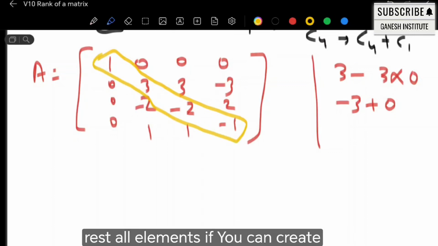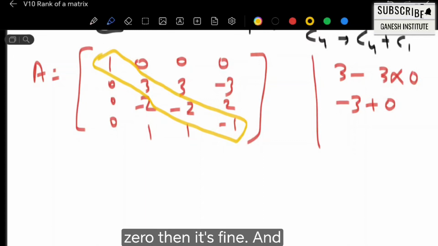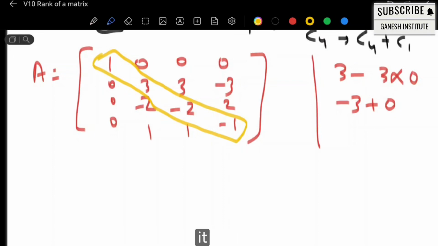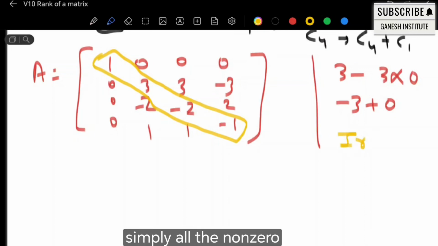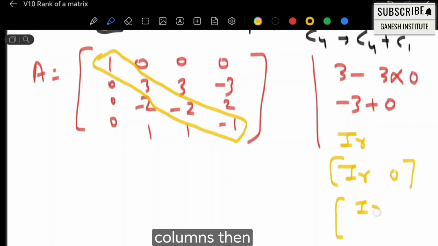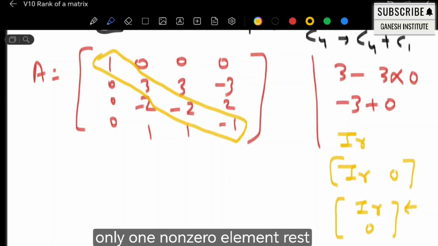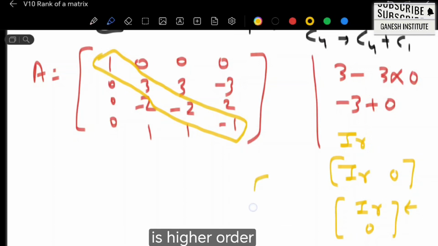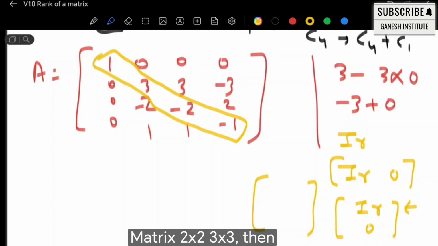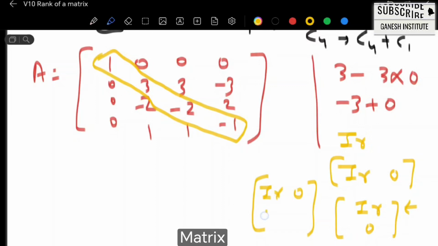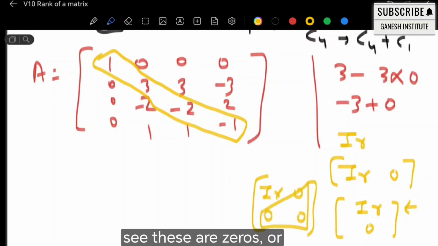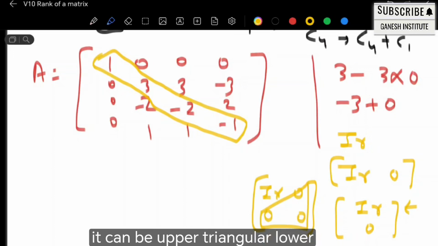Rest all elements, if you can create 0, then it's fine. And we specifically want any of those normal forms. Be it simply all the non-zero elements, or if we have rows and columns, then only one non-zero element, rest all have to be 0. And if it is a higher order matrix, 2 by 2, 3 by 3, then we want echelon form, triangular matrix.